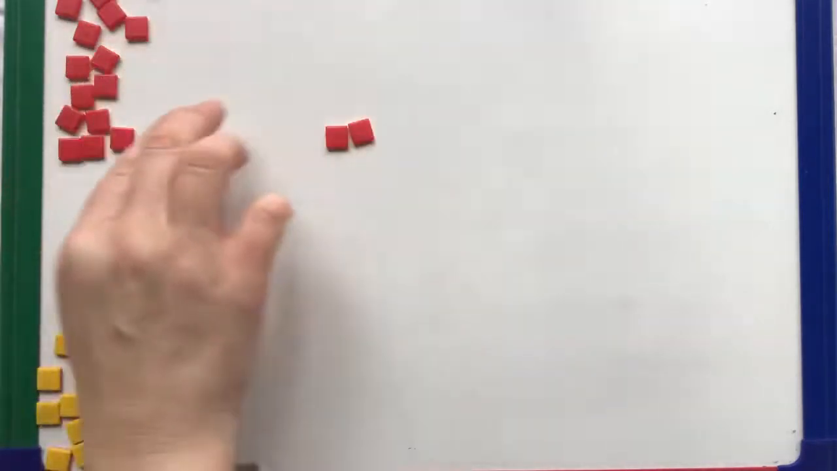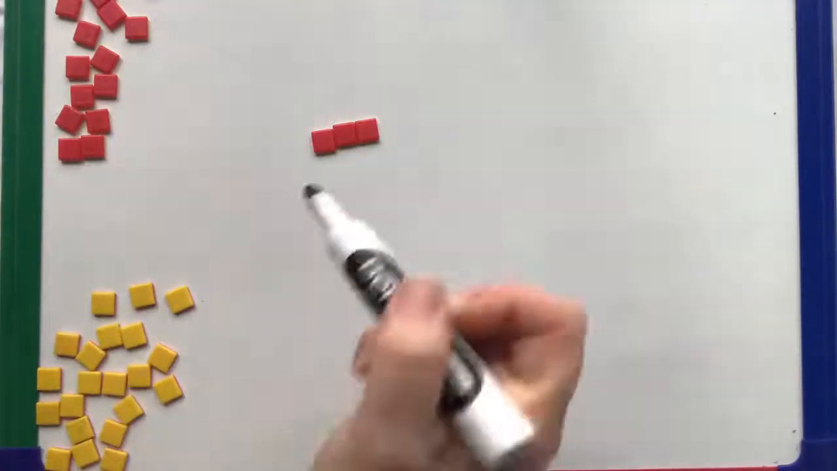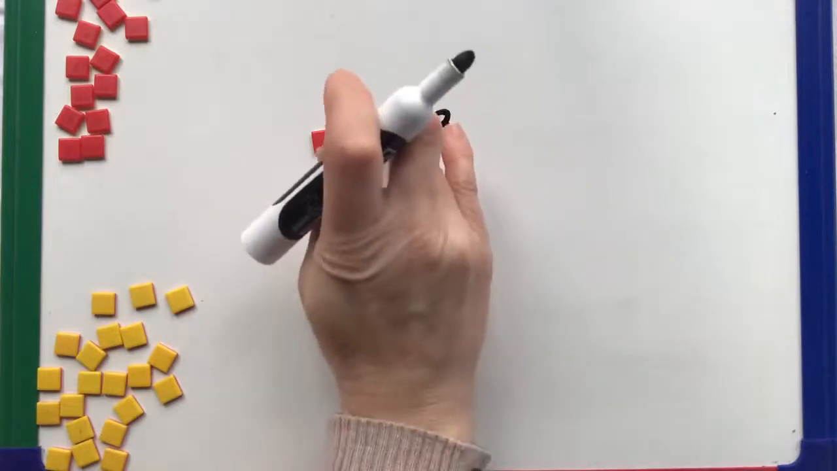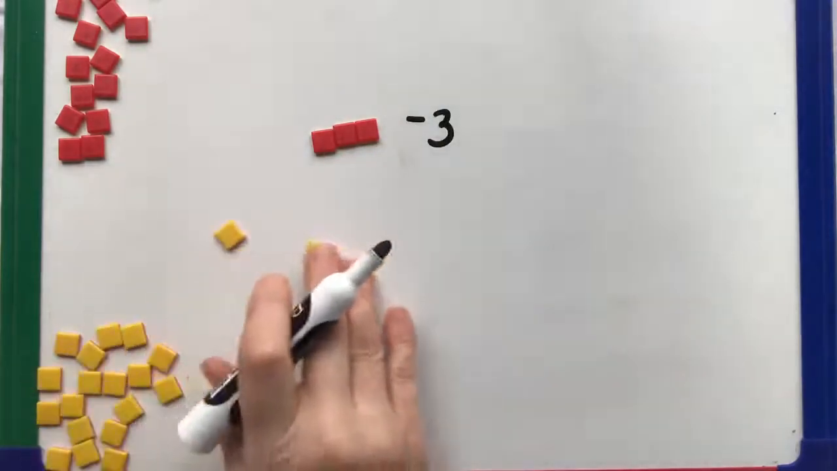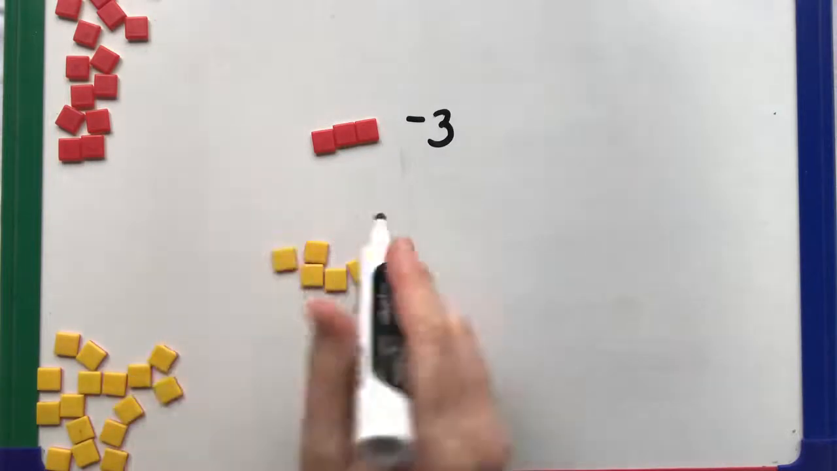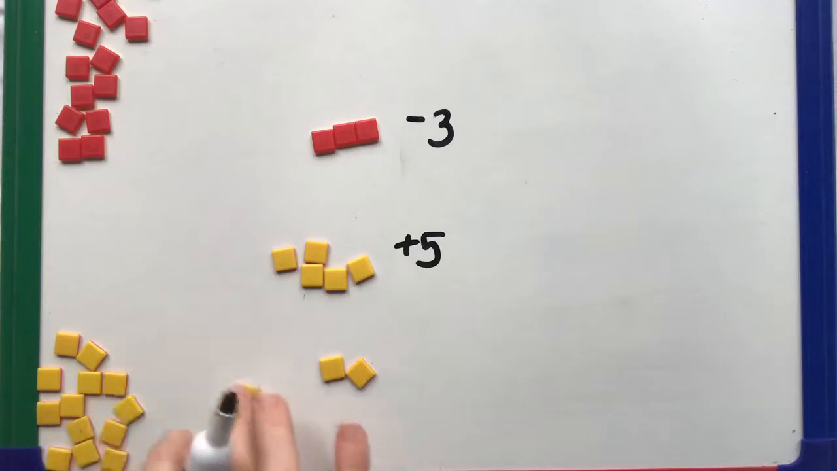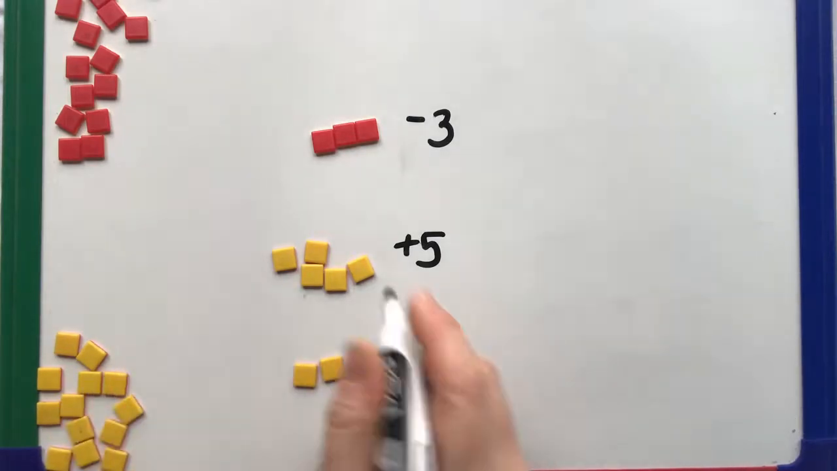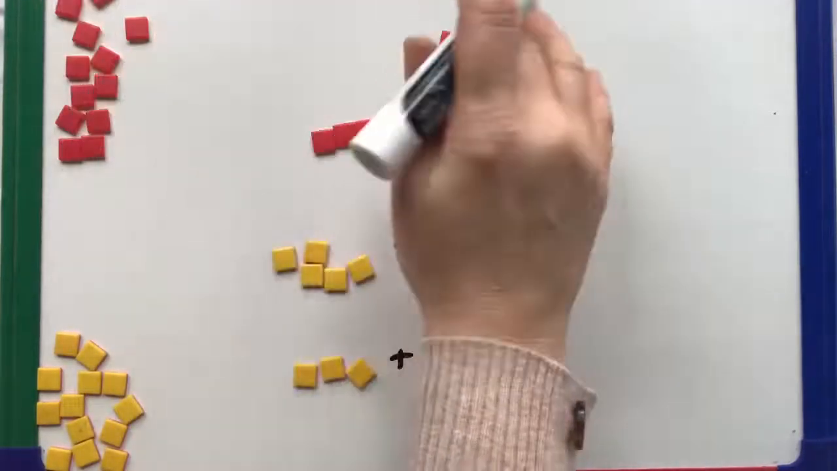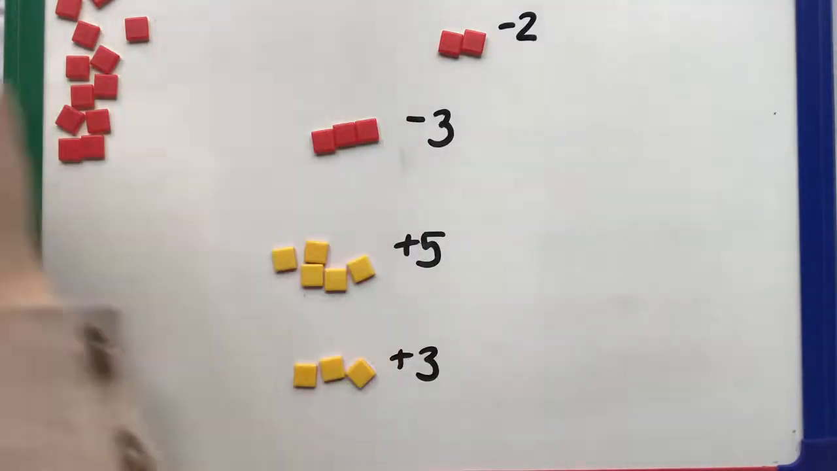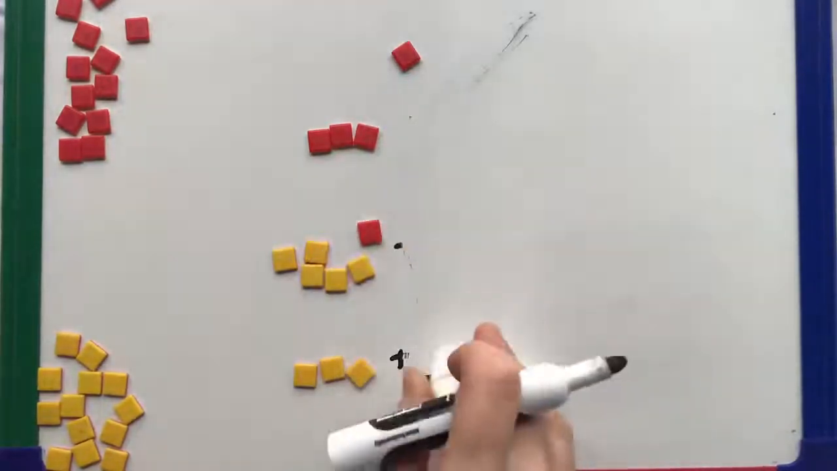I would begin by modelling integers. -3, +5, and get collections of tiles that represent different integers. I would then maybe ask the students to pick one of them integers and represent it in a few different ways.